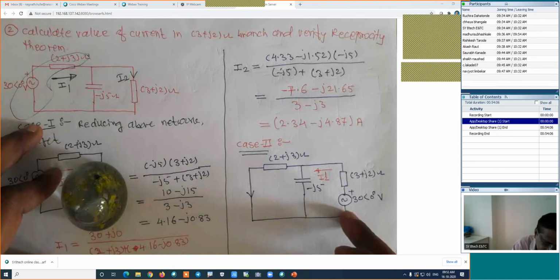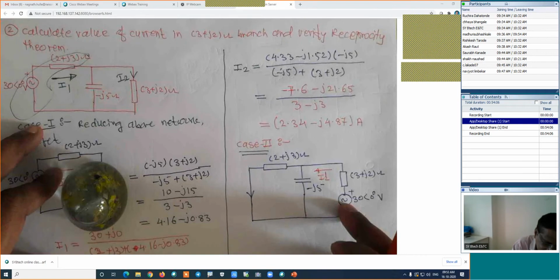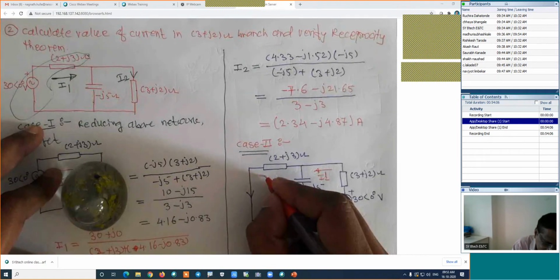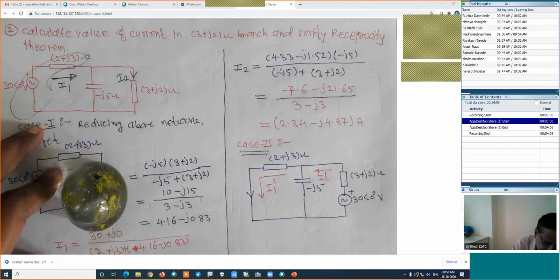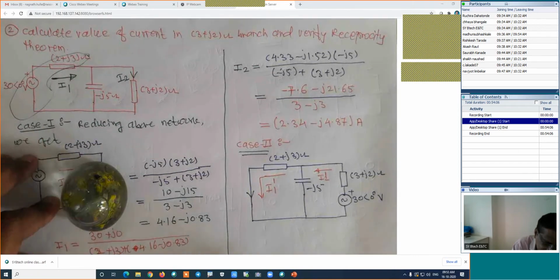Its direction should be actual as per this source, because we have a single source, which means we can predict the direction. So its current will flow in this direction. And in this branch, I will name the current I1 dash. Is it right? And we are interested in the calculation of current I1 dash.